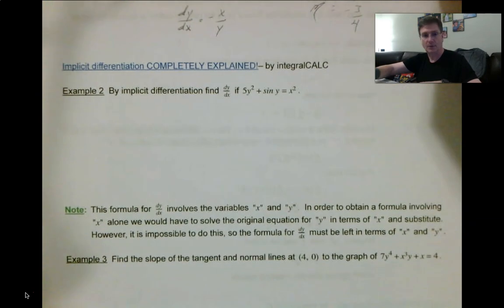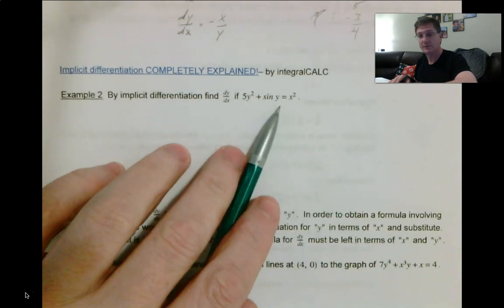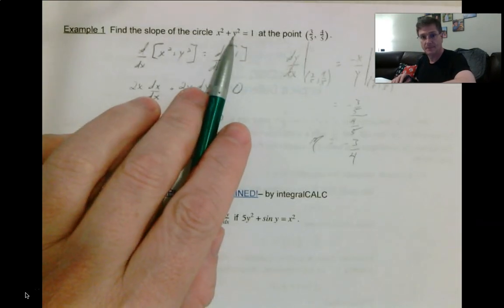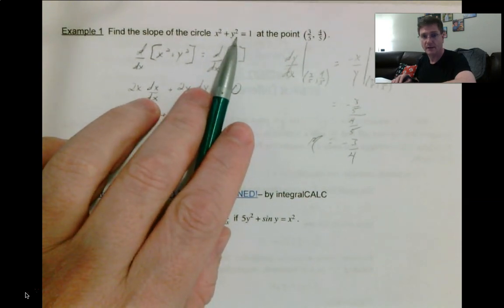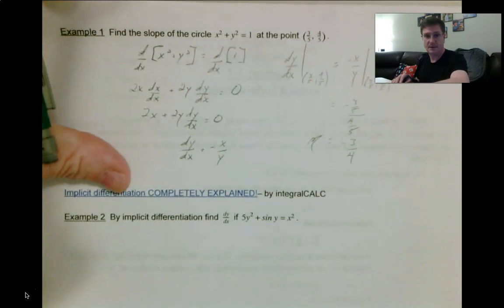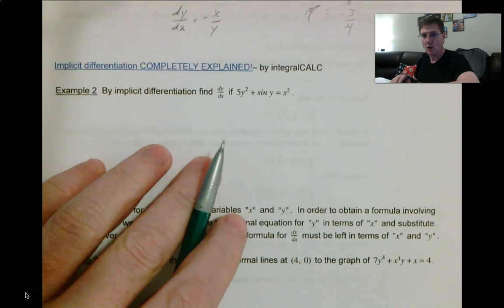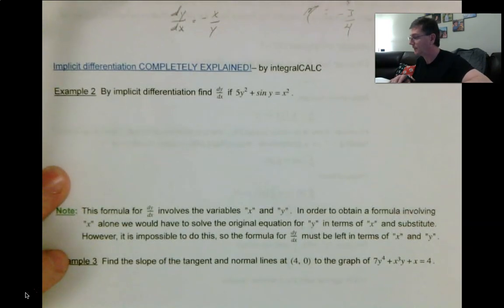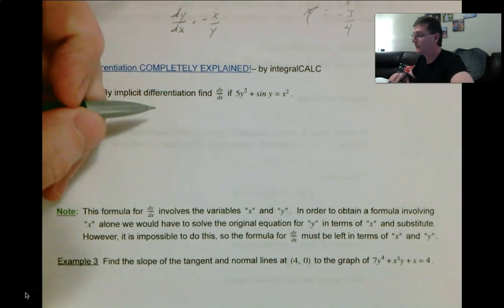Alright, here's an example where we could not solve this for y. I could have solved the previous one for y. It would have had a radical in it, but I could have solved it for y and then dealt with that. But this one, there's no way to solve this for y at all. So we're going to do the exact same thing we just did a second ago.